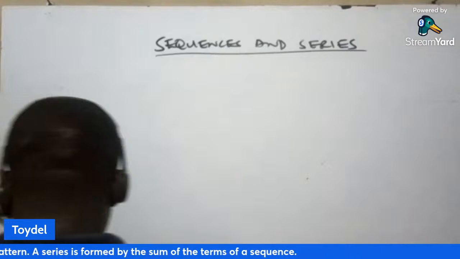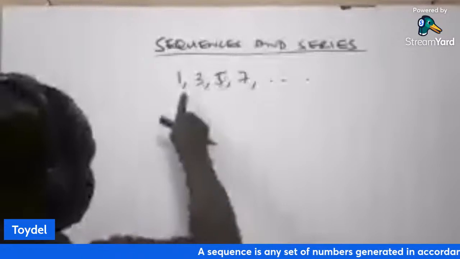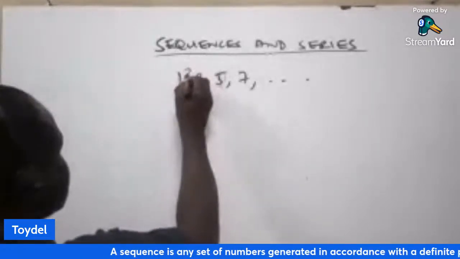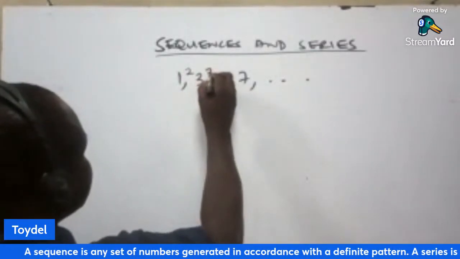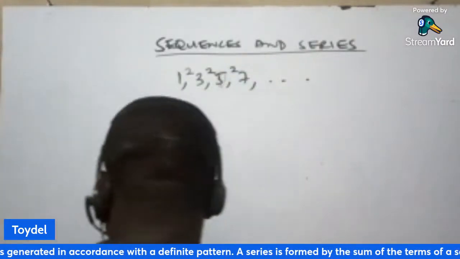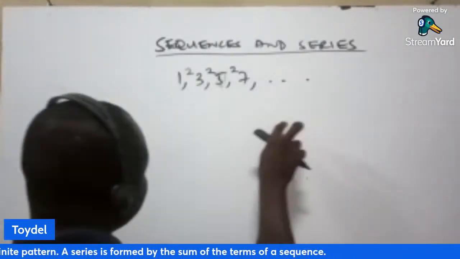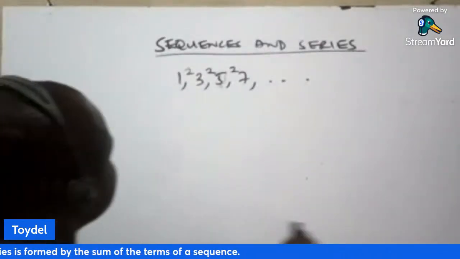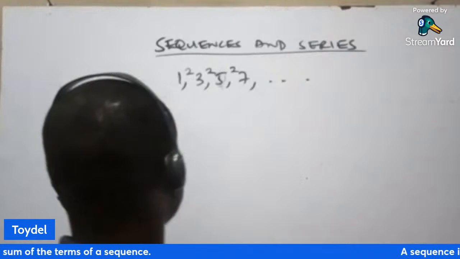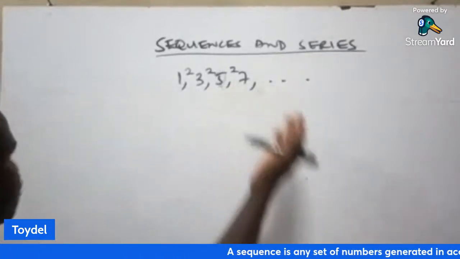As with a definite pattern, there is a common difference between 1 and 3. The difference is 2. Between 3 and 5, the difference is 2. Between 5 and 7, the difference is 2. So if you have a set of numbers arranged in accordance with a definite pattern, such an arrangement is referred to as a sequence. And in this case, this sequence is a linear sequence.